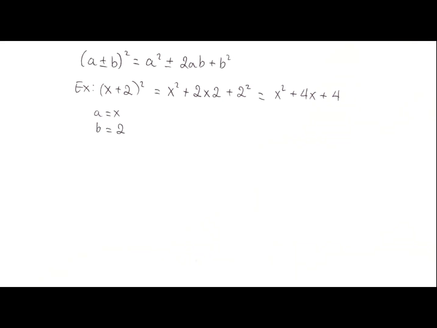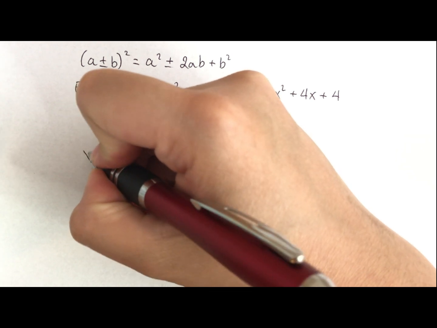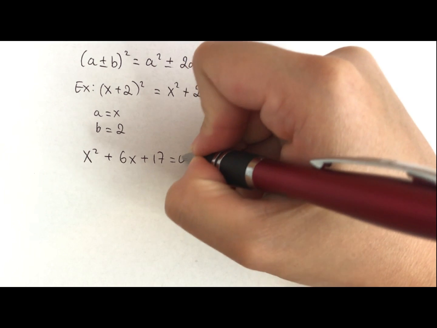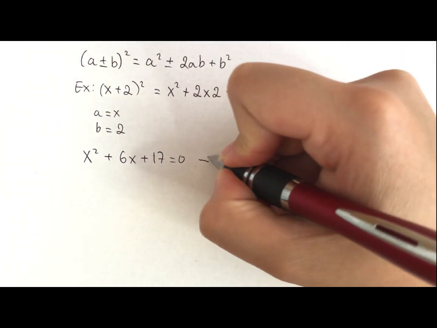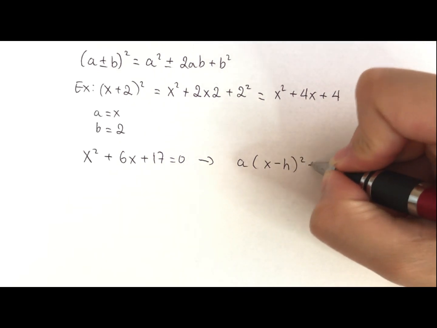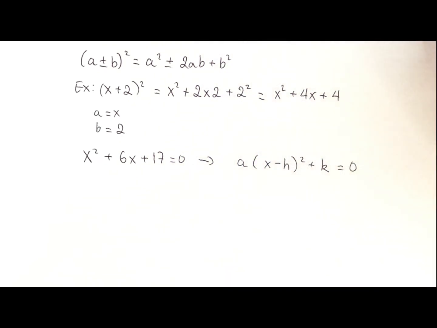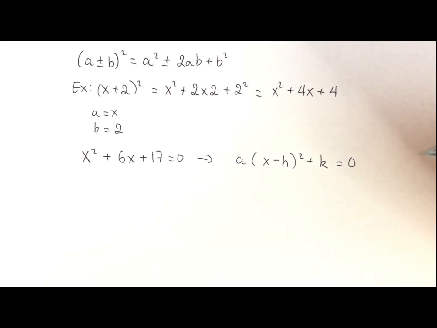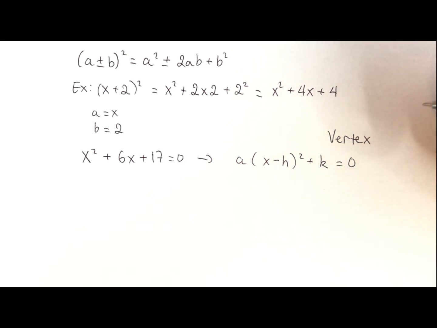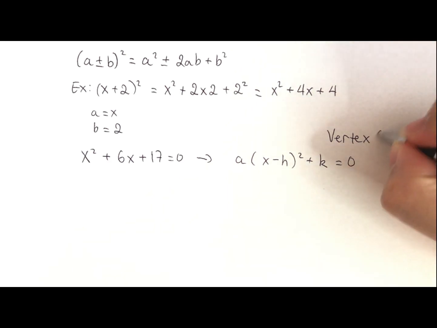This is how it works for expanding the square of a binomial. But today I'll show you how to use this formula to complete the square. When you are asked to complete the square, usually it will give you an equation in this form, and you're usually asked to convert it to this form. This is because we can use this form to find the vertex of a quadratic function. And the vertex in this case would be (h, k).